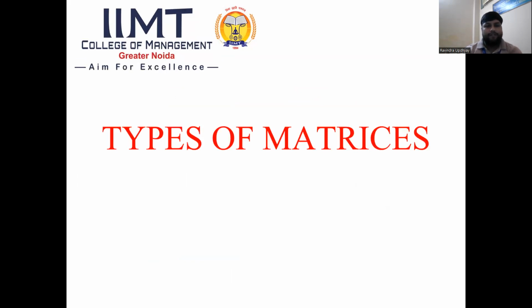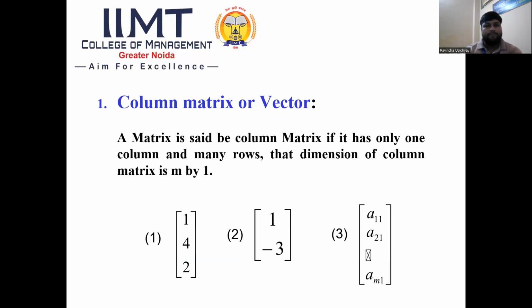Types of matrix. Column matrix. First type is column matrix or vector. As given by the name, a matrix is said to be column matrix if it has only one column and many rows. Means it will be only and only single column and rows are many. The dimension of column matrix is m by 1.